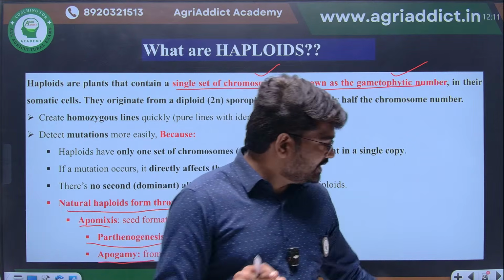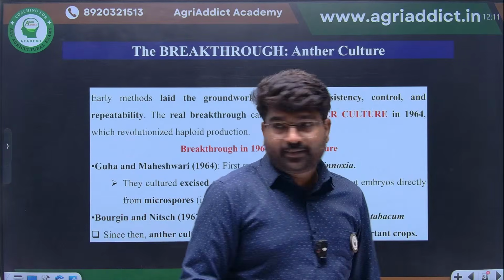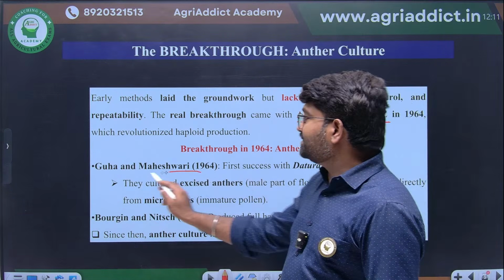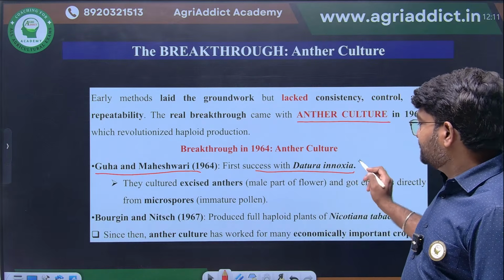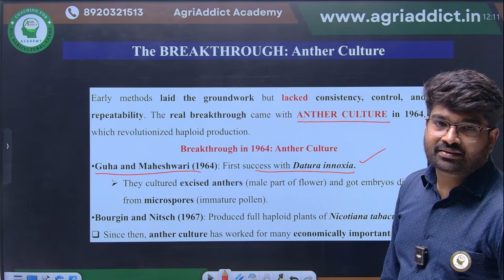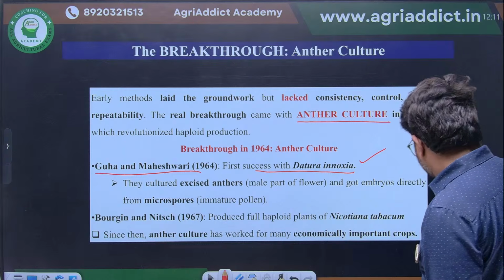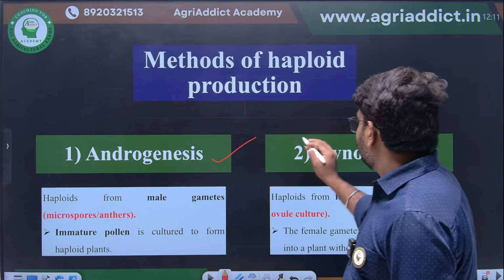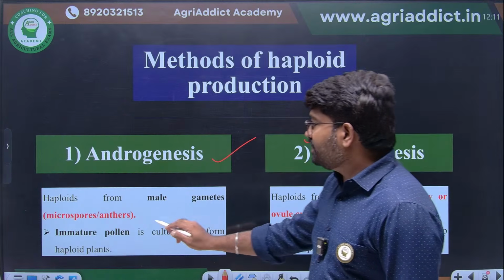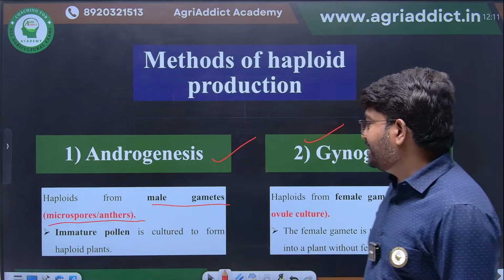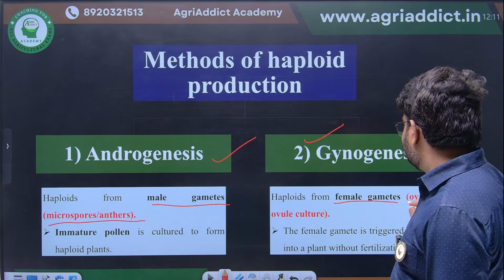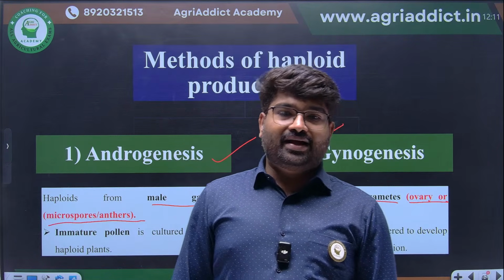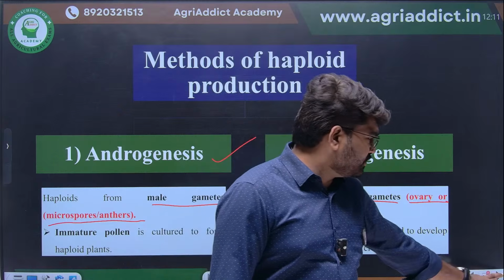We are going to see the important points only. We already discussed Guha and Maheshwari, who first discovered haploid culture. There are two different cultures: androgenesis and gynogenesis. In androgenesis, we use microspores or male gametes. In gynogenesis, ovary or ovule will be cultured. This is just for your understanding.